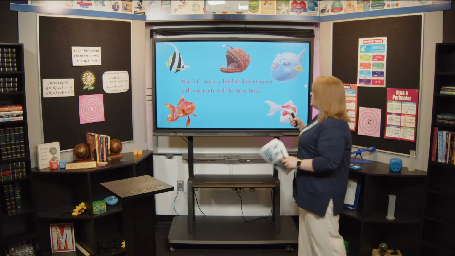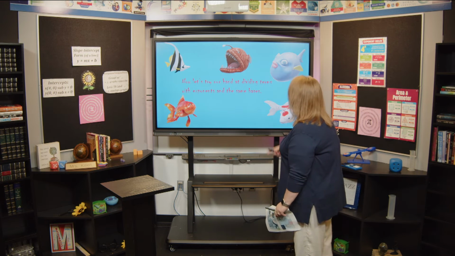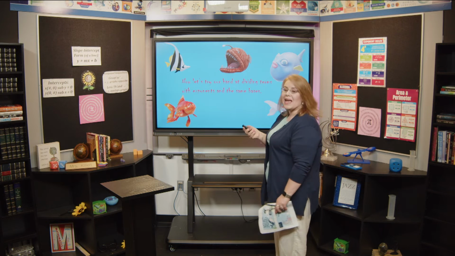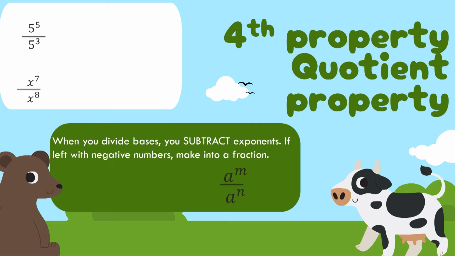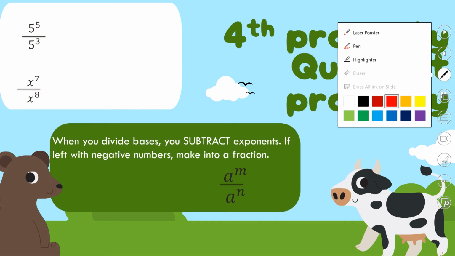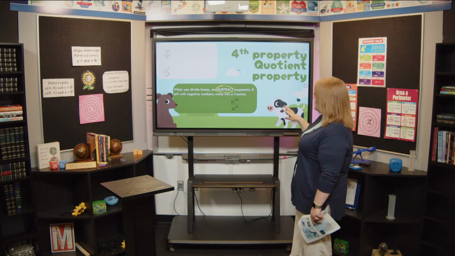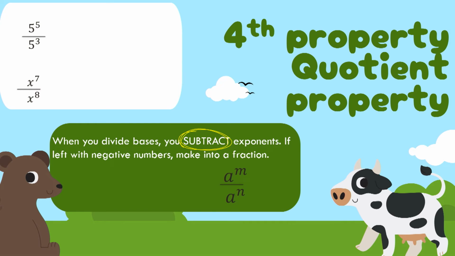Oh, now let's try our hand at division. All right, so we are going to be dividing terms with exponents and the same bases. So let's see what that looks like. Our fourth property, the quotient property. When you divide bases, you subtract. Make sure you understand you are subtracting. Highlight or circle or whatever, you are subtracting those exponents. If left with a negative number, always make sure you take it into a fraction.